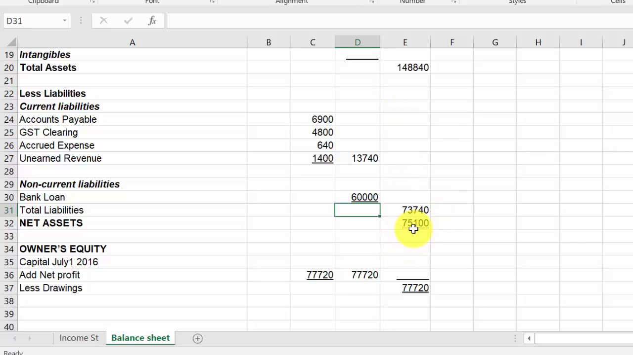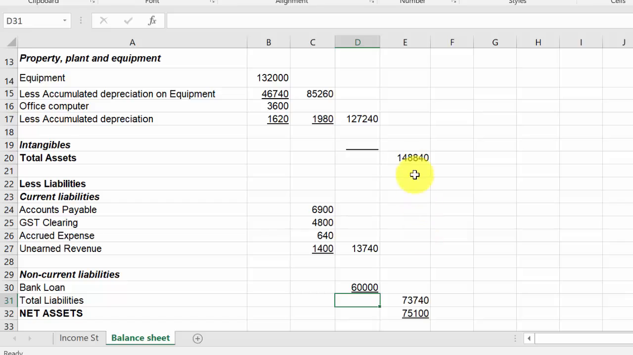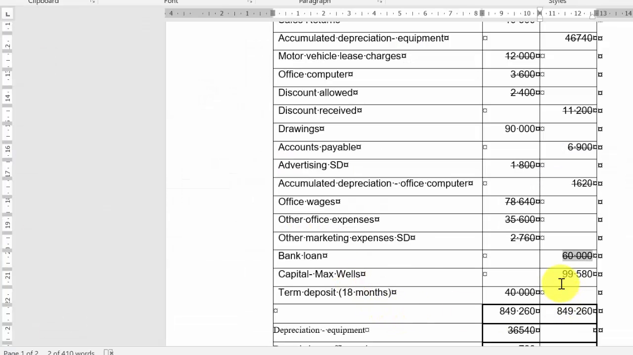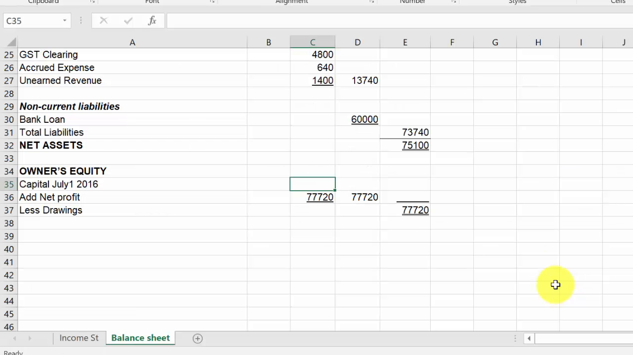So my net assets now are worth 75.1. That's the product of the total assets minus the total liabilities. So let me just put in the capital. The capital was 99,580.